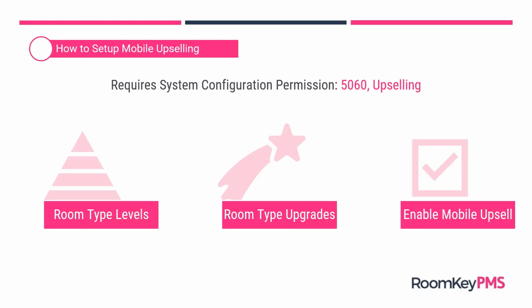So that allows us to go to step 2, where we can then set up our room upgrades. The process of upgrading will allow us to prompt a guest to go from a lower level room or least expensive room to a higher level room at an expense there. The last step will be to enable mobile upselling. So we can enable that program once we've created all of our room type upgrade options.